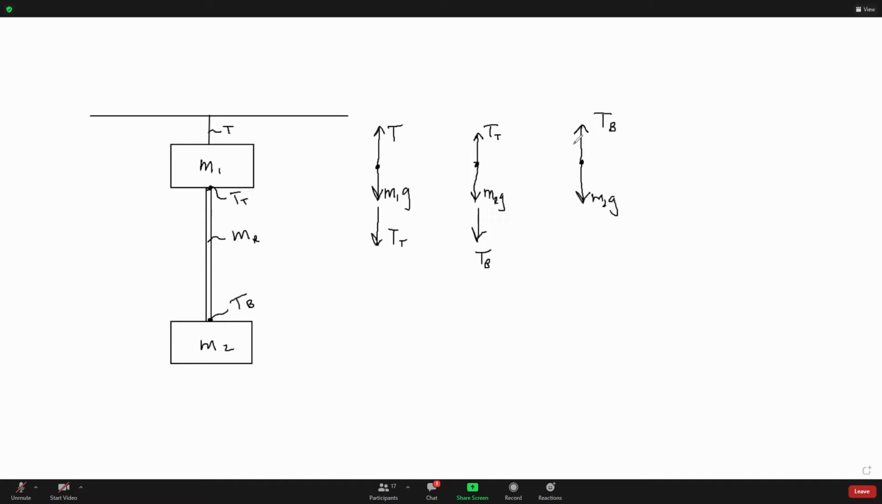Okay, so how do we translate this into equations using Newton's second law? Well, for the first body, we have one equation for each of these. And our equation of constraint is... What is the equation of constraint here?